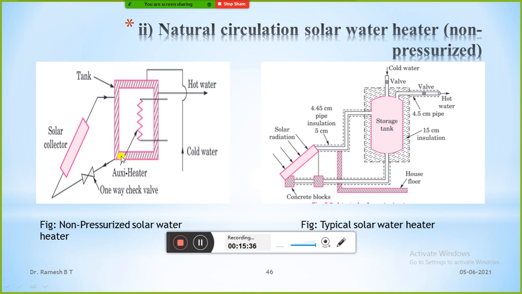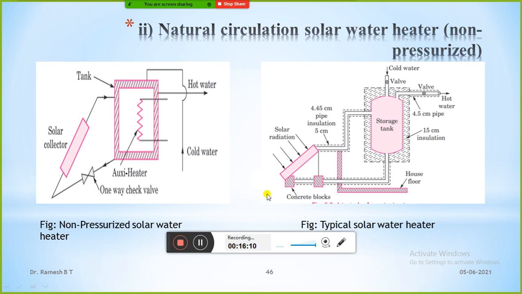One-way check valve means water flows in only one direction; it won't move in the other direction. Here also it is the same: cold water in, hot water out, and we can take the hot water from the tank for any useful purpose while continuously feeding cold water. There is also an auxiliary heater for the rainy season or cloudy days, when we cannot get sun rays. At that time we can use artificial heating of the tank, so that we can get continuous hot water.